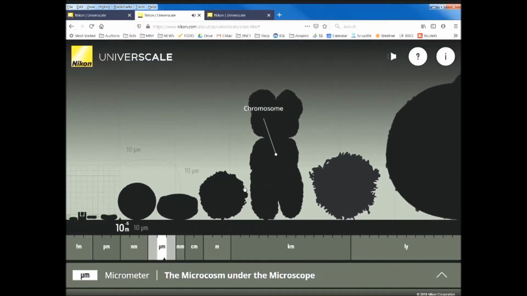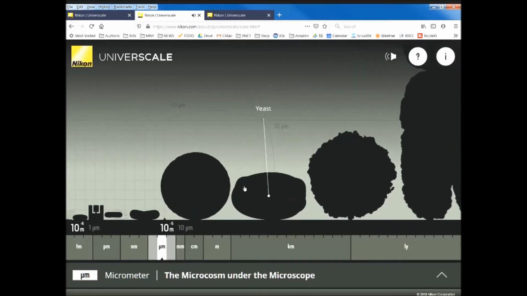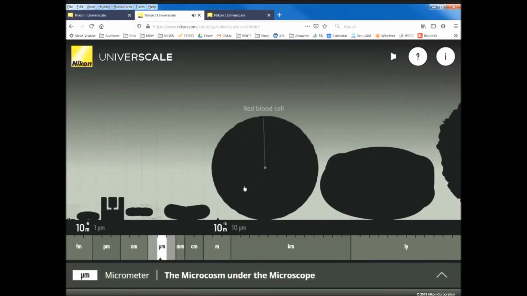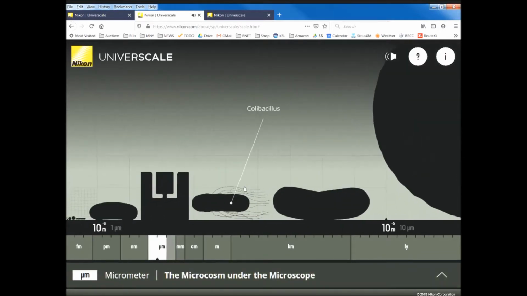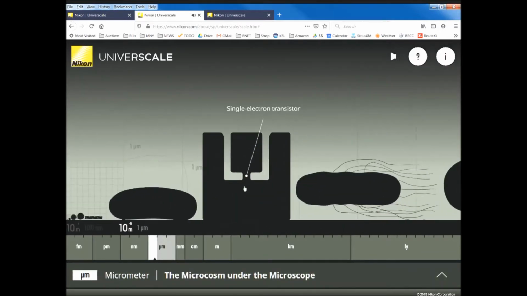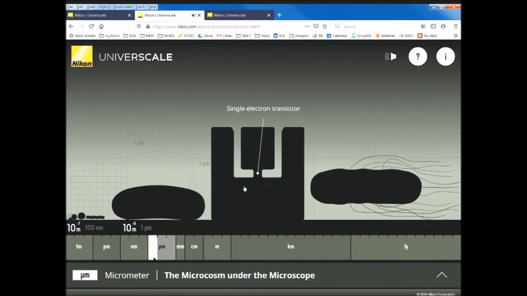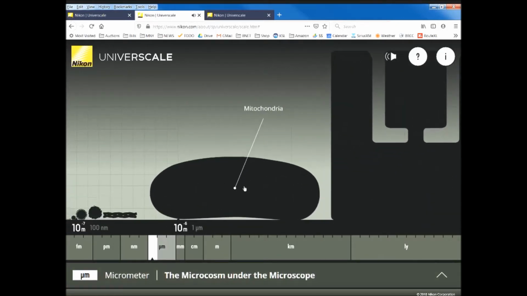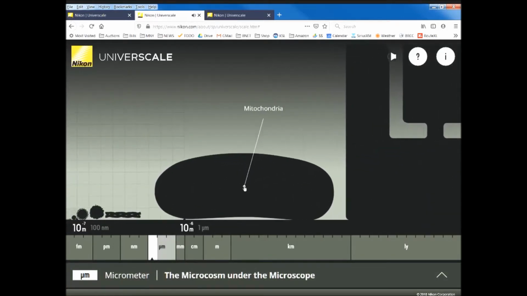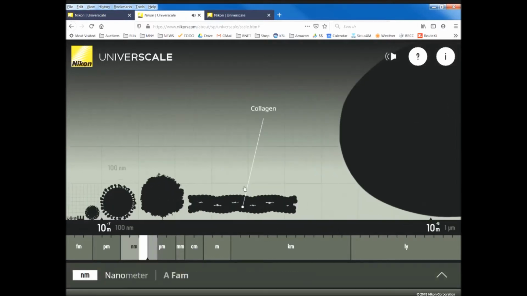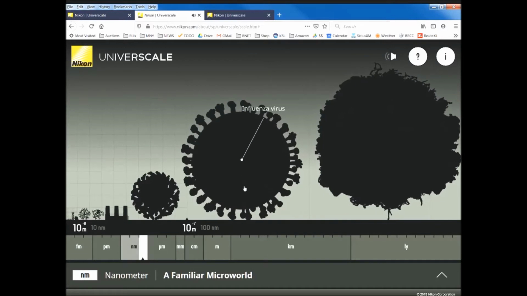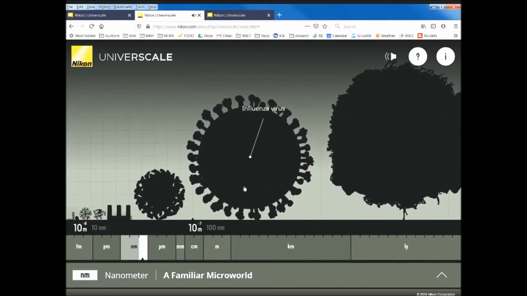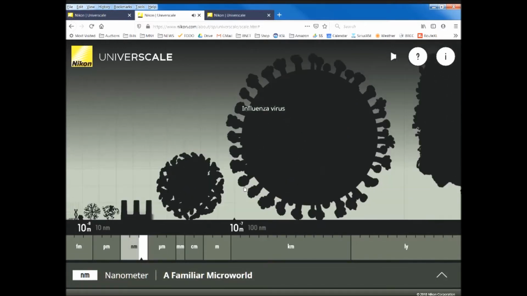A human chromosome. Yeast. Red blood cells. Some bacteria. Very small. A mitochondria. Getting even smaller, some collagen, some virus. Okay, 10 to the negative 7, approaching the nanometers.